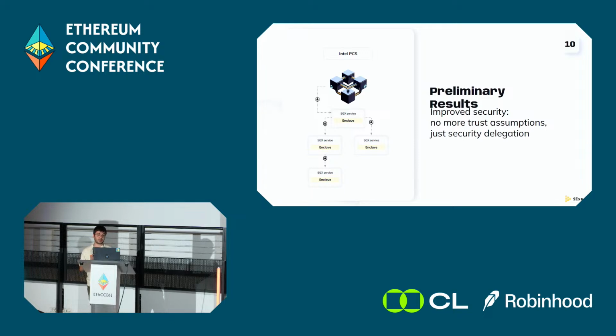Now, let's show you some preliminary results that we have obtained using this protocol. The first result is directly tied to the design of our protocol. Indeed, we have improved security because we no longer need trust assumptions, since the root of trust is tied to the blockchain, and we just have security delegation. The root of trust is the blockchain, then the blockchain attests the first SGX service, the first SGX service attests other SGX services, and so on. So we don't need to blindly trust any verifier that is not bound to the blockchain.